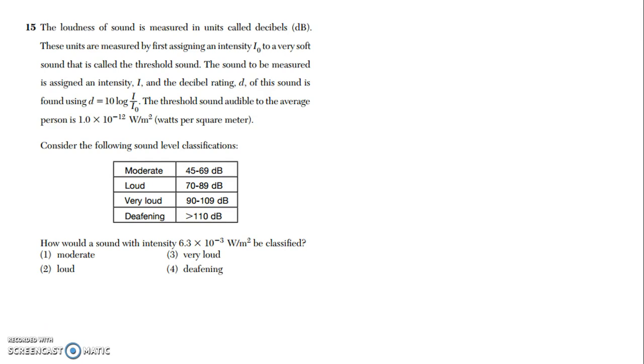Okay, the loudness of sound is measured in units called decibels. So D in the equation would be your decibels. These units are measured by first assigning intensity, I sub 0, that's initial, to a very soft sound that's called the threshold sound. So I sub 0 is your threshold sound. The sound to be measured is assigned an intensity I. So I is the sound to be measured.